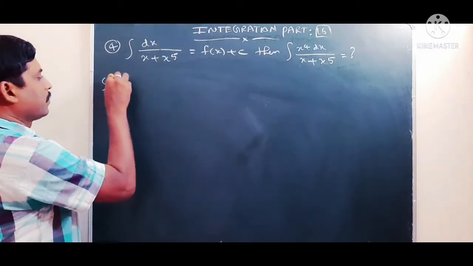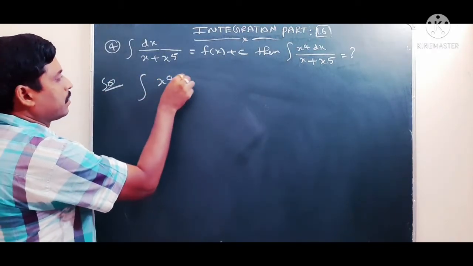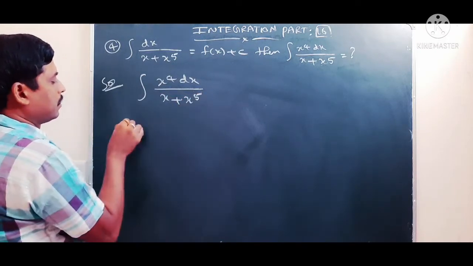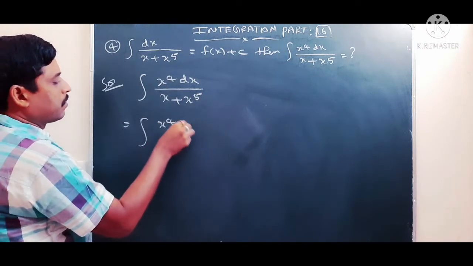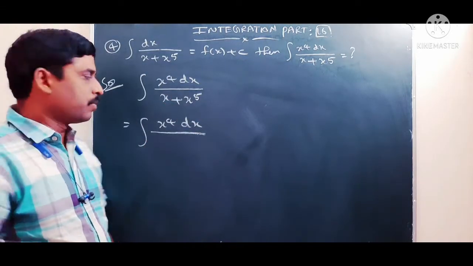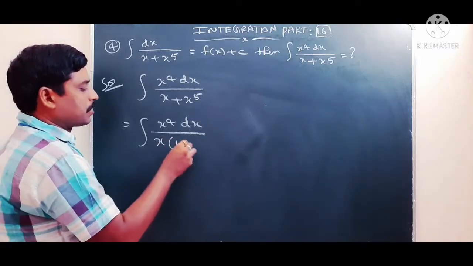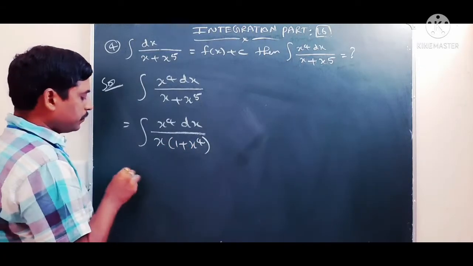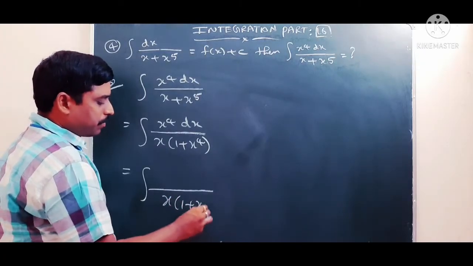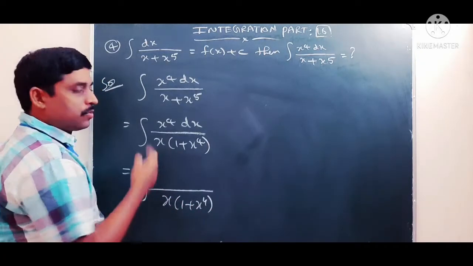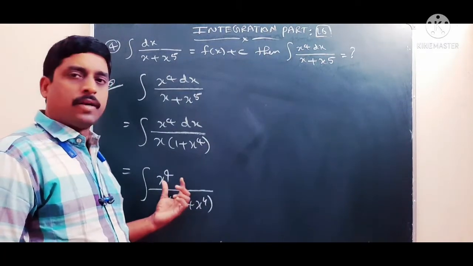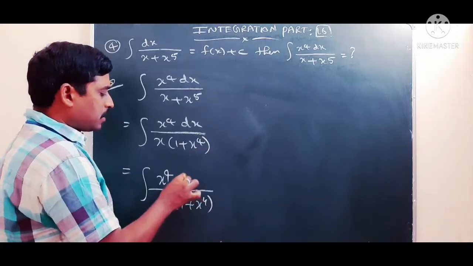So what is our target? Integral x to the power 4 dx by x plus x to the power 5. So this will be x to the power 4 dx by, in the denominator, take x out common, x into 1 plus x to the power 4. On the numerator, we do one adding and subtraction.